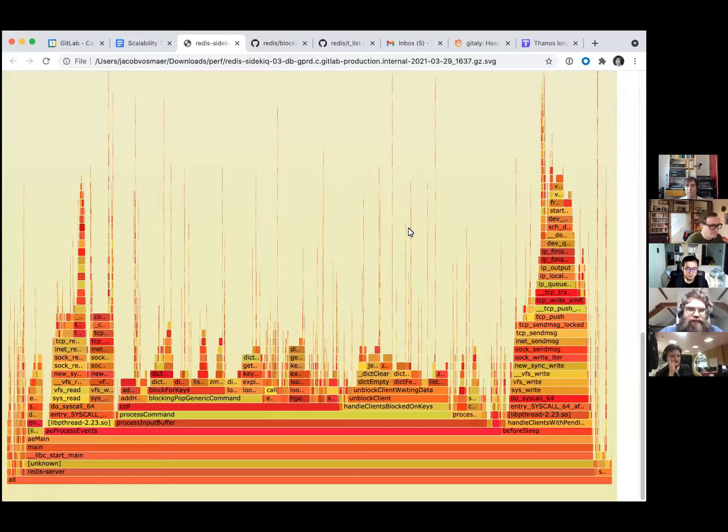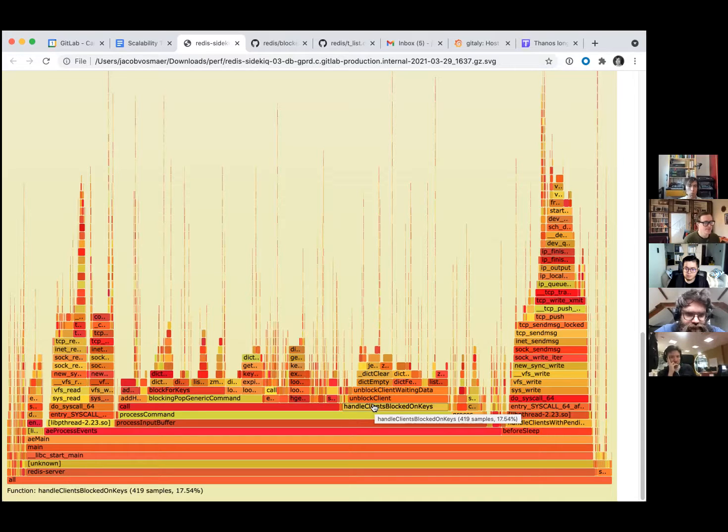Let's see. Prepare my browser here. There, flame graph. This is a flame graph I captured earlier in the week on the Redis Sidekiq primary. I don't think there was something specific going on there. I just wanted to look in detail at something I noticed in multiple flame graphs, which is that these things, blocking pop generic command and handle clients blocked on keys, are very big.